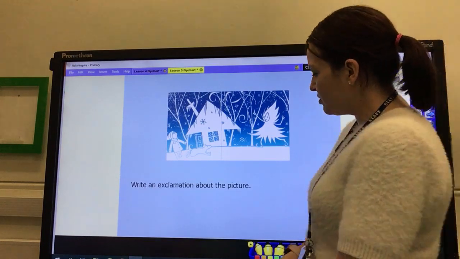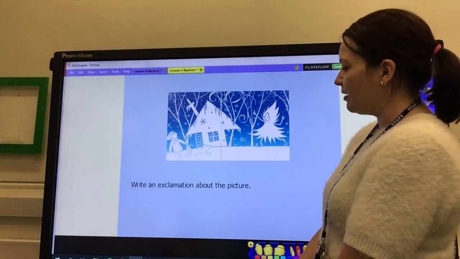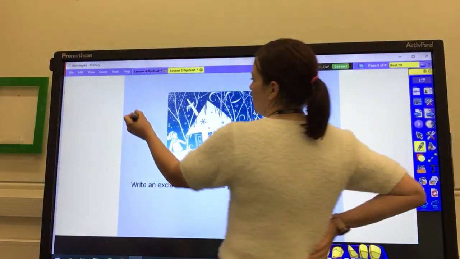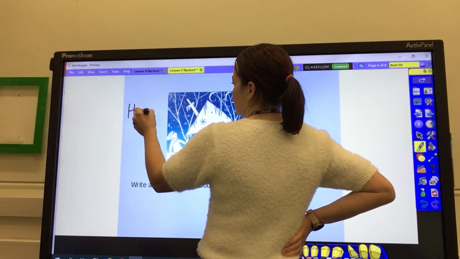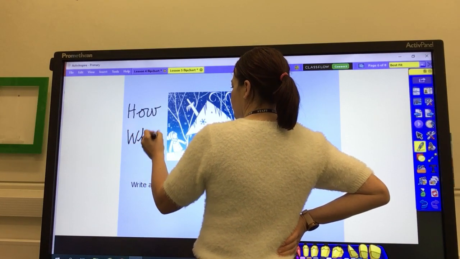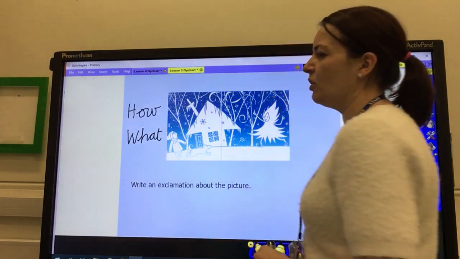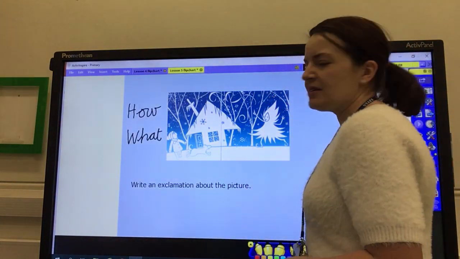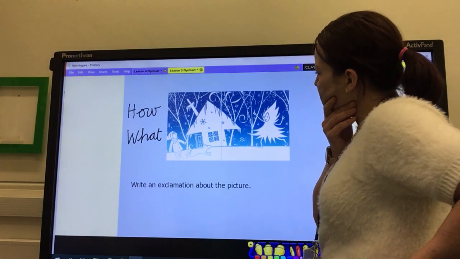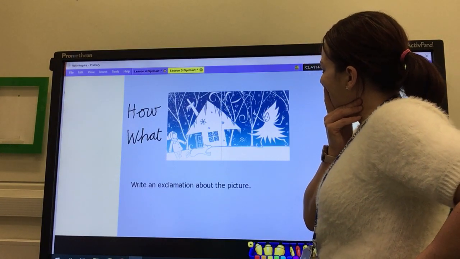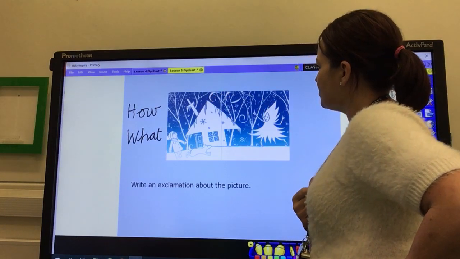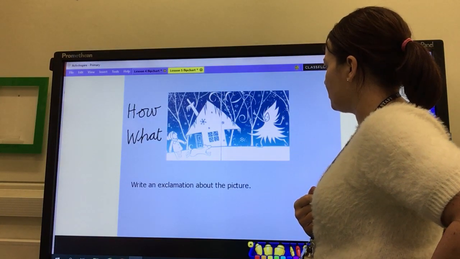And finally, let's go on to writing an exclamation about the picture. So remember, an exclamation has to start with how or what. But watch out that you don't end up writing a question. We're not asking anything. We're saying what we feel excited or surprised about. So have a look at the picture and think, what makes you feel excited or surprised? I think it looks really beautiful with all the snow. So I'm going to do a sentence about that.